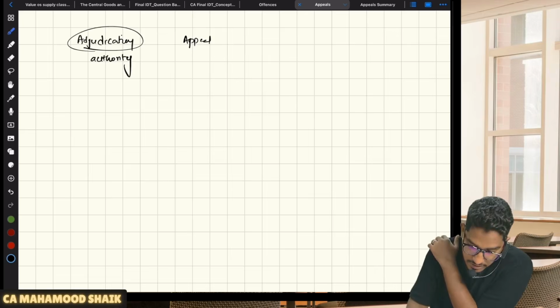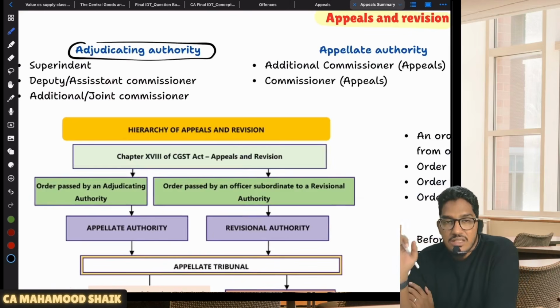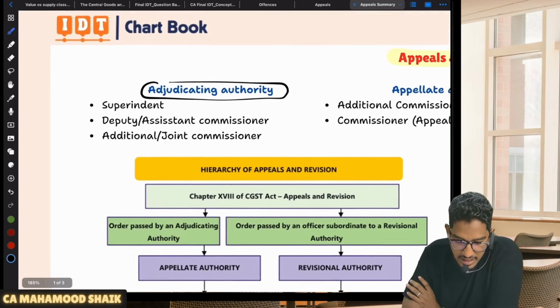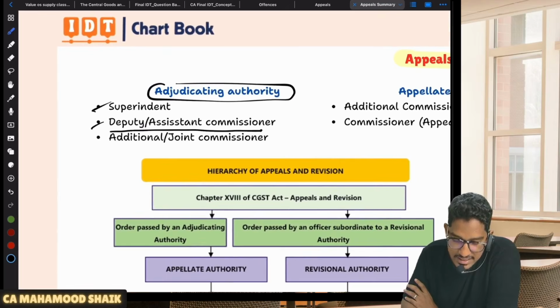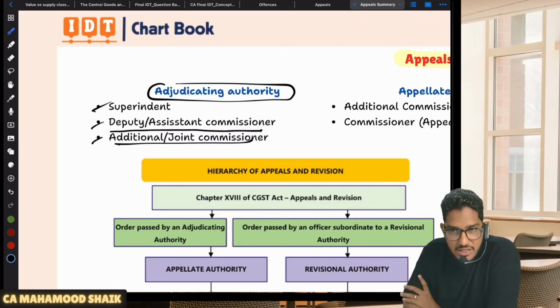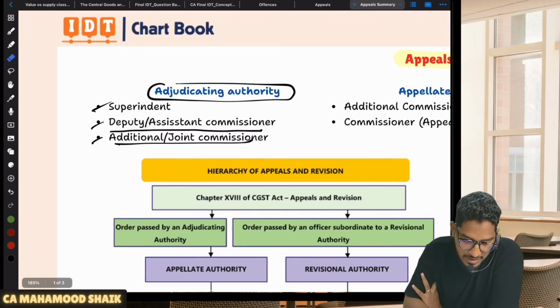So let me take you into the discussion now. Sir, who will be the adjudicating authority? First of all, under the GST Act, who are the people who can issue the show cause notices and pass the order? Three levels we have. Either superintendents can do it, or deputy or assistant commissioner can do it, then additional or joint commissioner. So monetary limits will be there. Small amounts, superintendents will issue the show cause notice and pass the order. Medium amounts, deputy or assistant commissioner, and additional or joint commissioner, high stakes there, so they will pass the order.